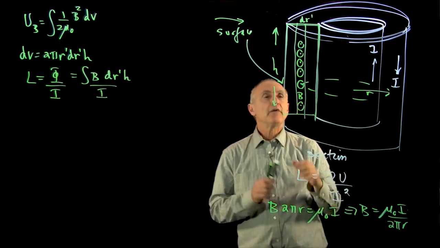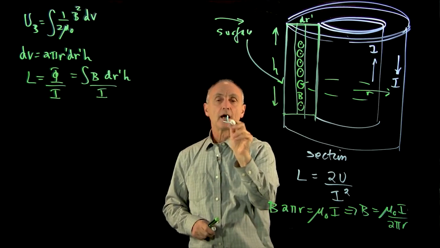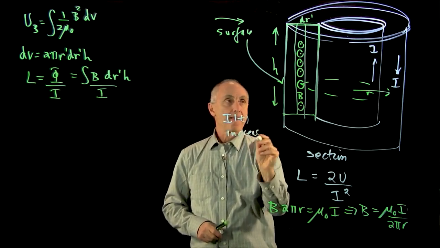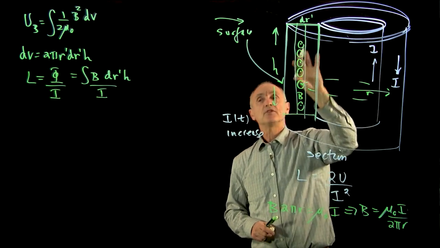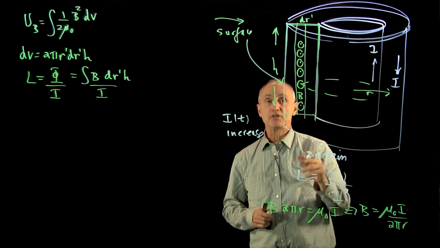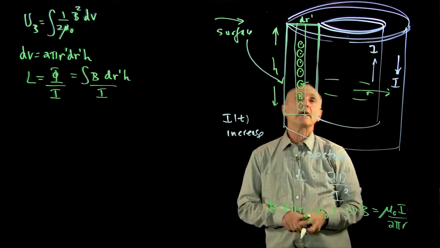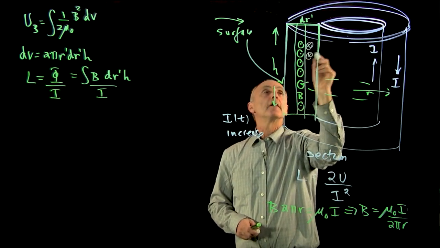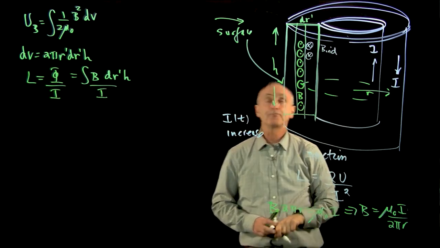Well, if we now said change the current and let I of t, say, increase, then we know if the current is increasing, this B field flux is increasing in the directions shown. So we would like an induced field, and I'll just write B induced, to oppose that direction.